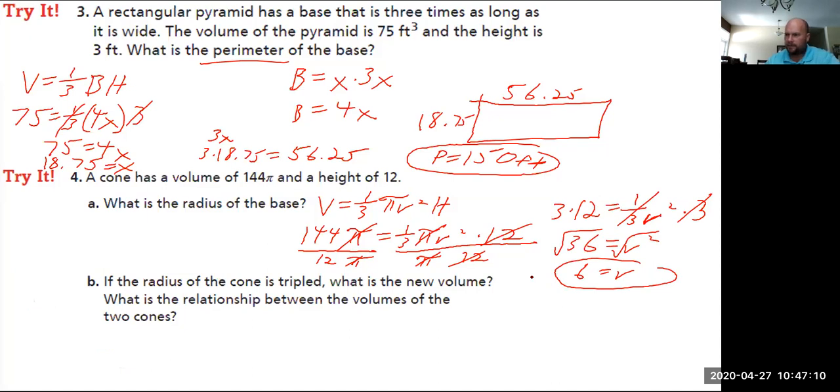On part B, if the radius of the cone is tripled, what is the new volume? What is the relationship between the volumes of the two cones? So it doesn't say that the height has changed. It only says that the radius has changed. This goes back to one of the problems that we had done in the last section. You have to remember that anytime you are dealing with a circle, that radius is like both dimensions.